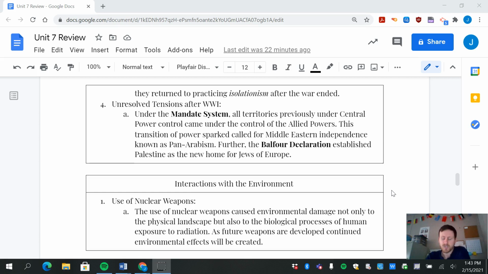But then the last thing that we need to talk about politically here is the Balfour Declaration. This ended up establishing the nation of Palestine as a new home for Jews of Europe. Now, Palestine was a country prior to World War I. However, it had not been accepting of Jewish people because Palestinians are Muslim typically. This Balfour decision is where we start to see the seeds of the formation of Israel, and then ultimately we will have a lot of issues between Israelis and Palestinians, and conflicts that are still going on even to this day.